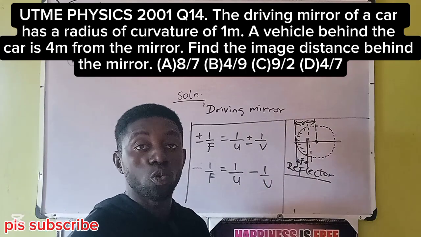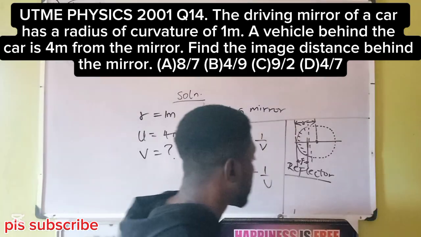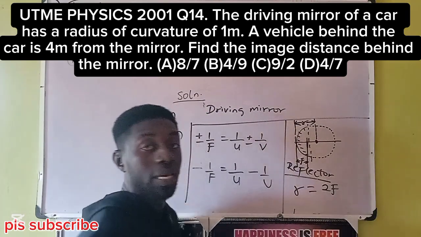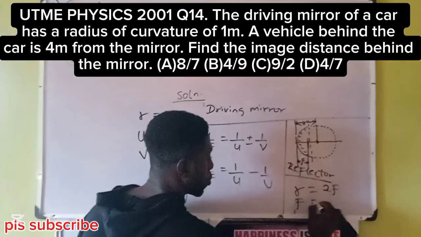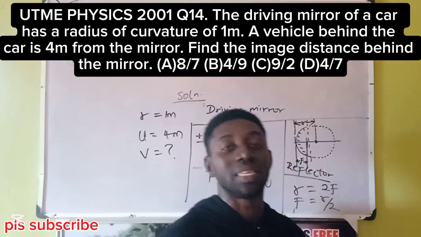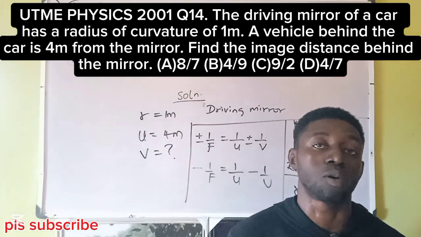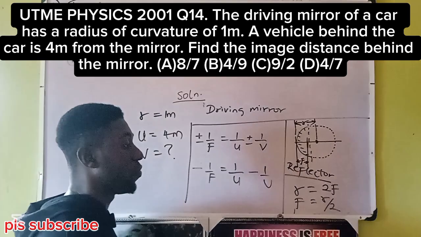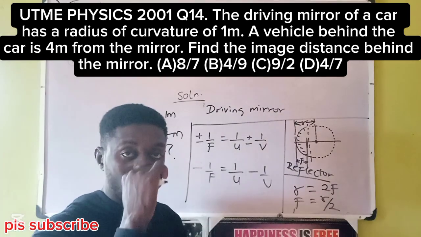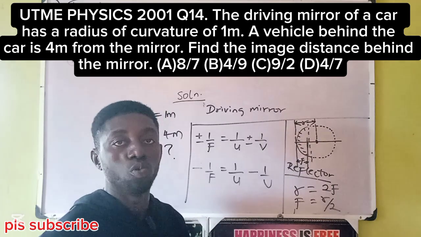Okay, what am I trying to prove here? I want to prove the fact that R is equal to 2F. In the same way, F is equal to R over 2. This is the connection. So do not panic. Whether you are given radius of curvature or focal length, you can manipulate and go on with your solving. So in this question, we're given the radius of curvature. To get it back to focal length, we'll divide it by 2.